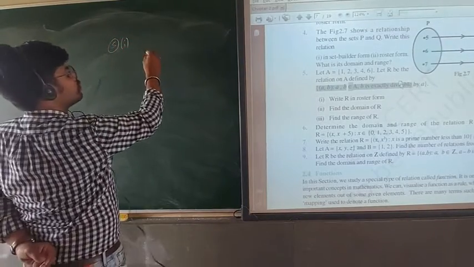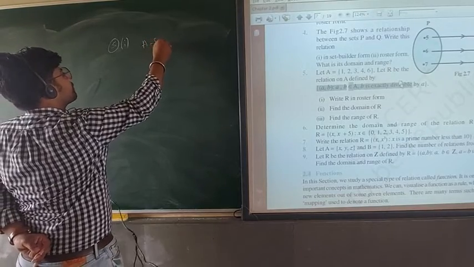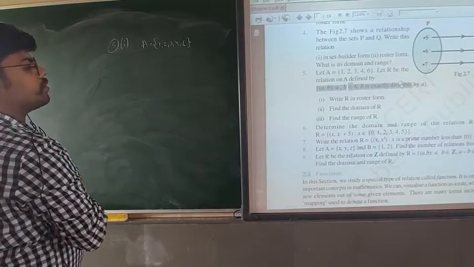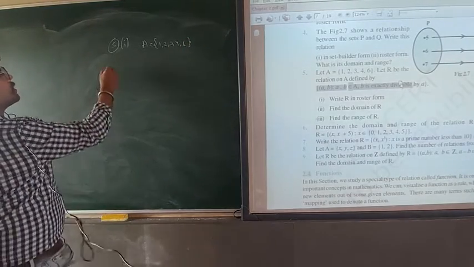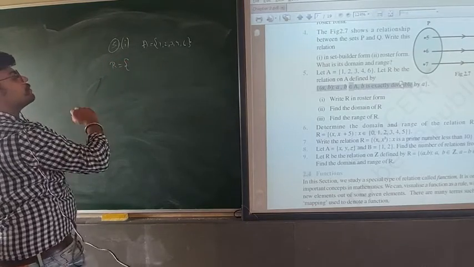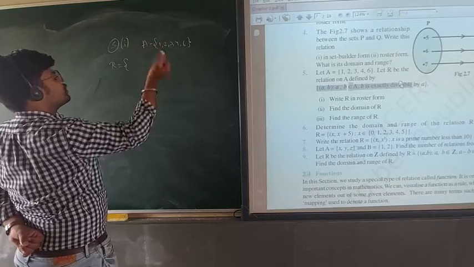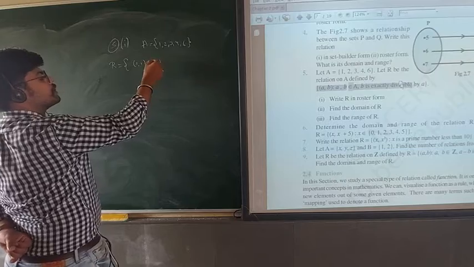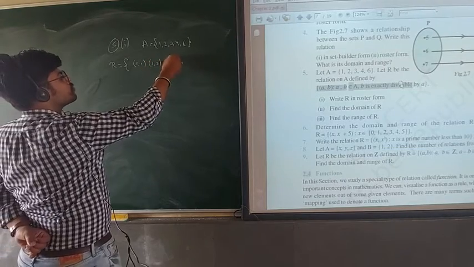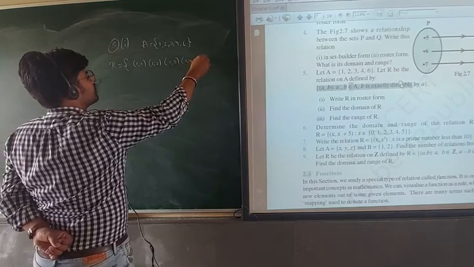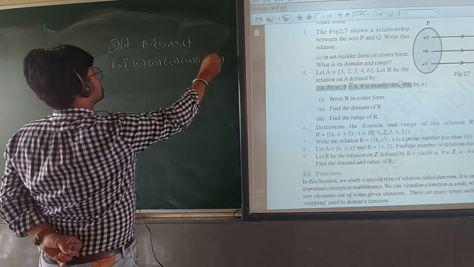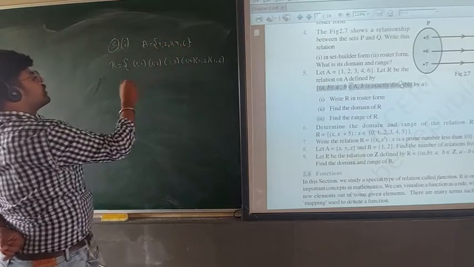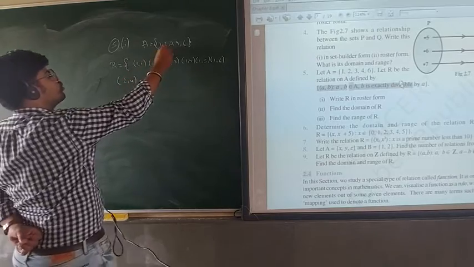So the set is 1, 2, 3, 4, 6. We have to make a relation like that, where b is exactly divisible by a. So (1, 1), because 1 divided by 1 works. Then (1, 2), since 1 is in the table of 2. Then (1, 3) also, (1, 4) also, (1, 5) also, (1, 6). Then (2, 3) is not there. (2, 4) we can take, (2, 6) also we can take.